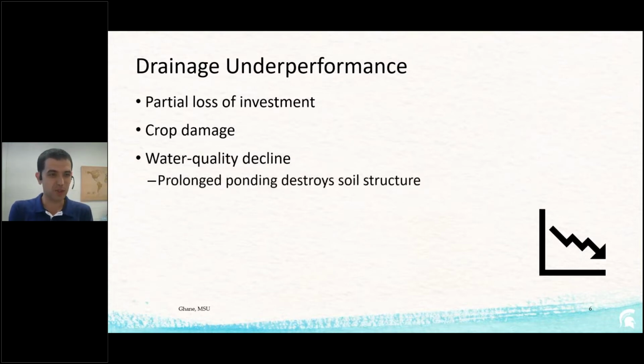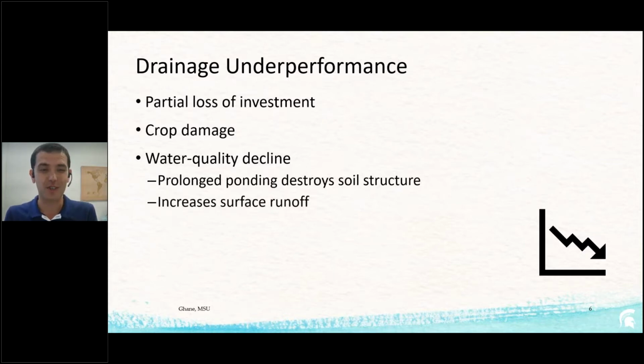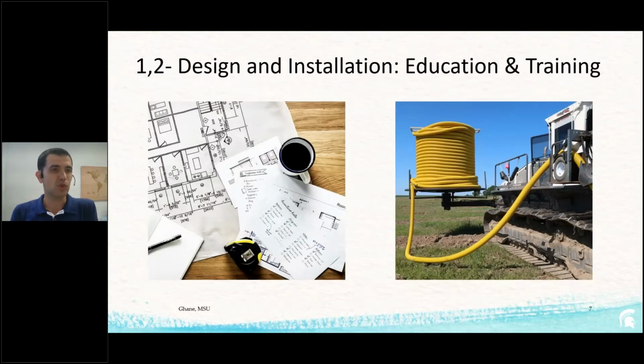That's an important one too, because if you have water sitting on a farm for too long, it's going to hurt and degrade the soil structure. And then it's going to cause increased surface runoff. And that's bad for water quality, because with surface runoff moves soil, and with the soil moves phosphorus. And we know we don't want too much phosphorus in surface water bodies. It causes algal blooms. That's a problem. So that's a definition, drainage underperformance. Let's get into some of those tips.